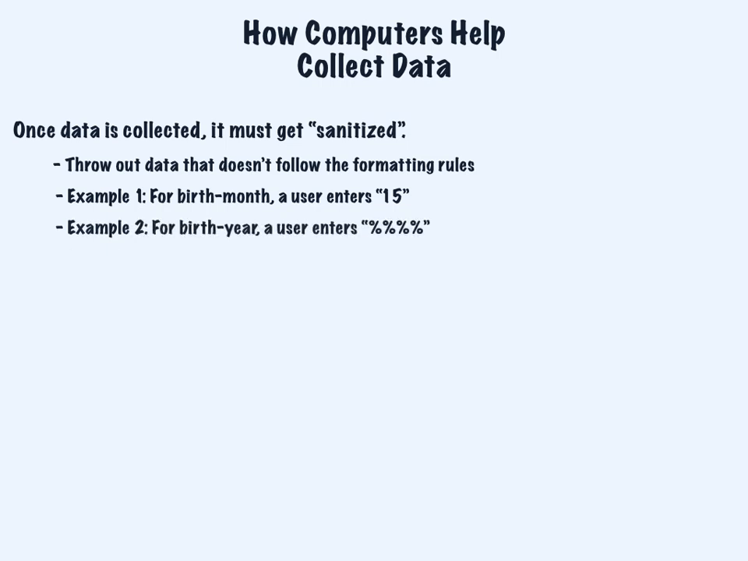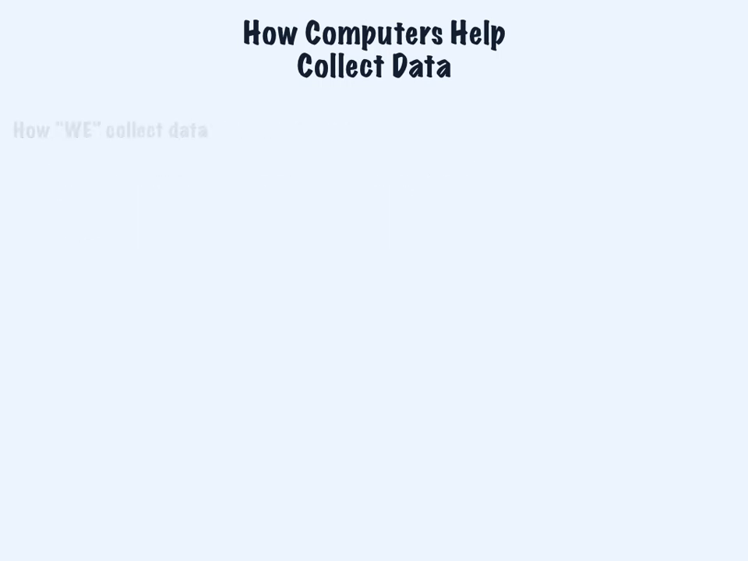Likewise, if we asked the user for their birth year, and instead of 4 digits, they answered 4 percent signs, once again, we can't do anything with that. We would throw that out. Computers are a big help during this step because, as you know, computers process data much faster than ordinary humans do. To illustrate further how computers help us with data collection, let's compare some of the ways that we, us humans, collect data in comparison to how computers do it.